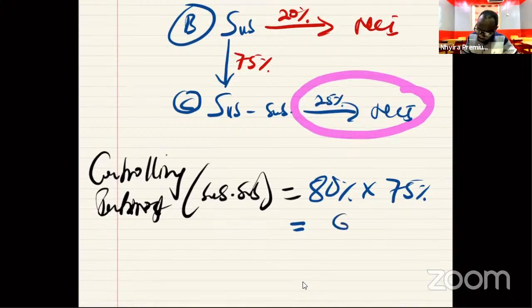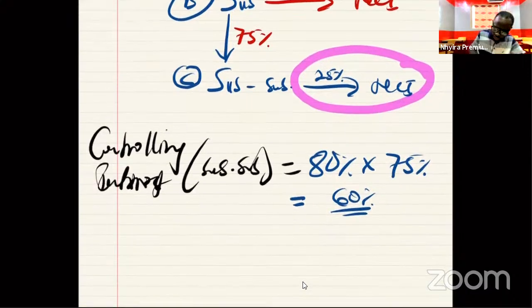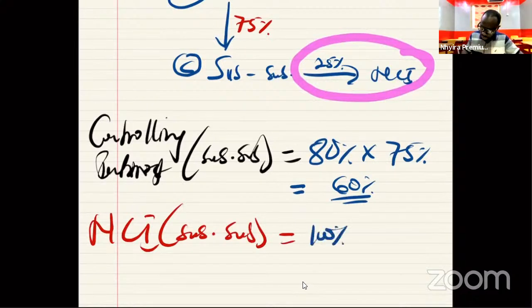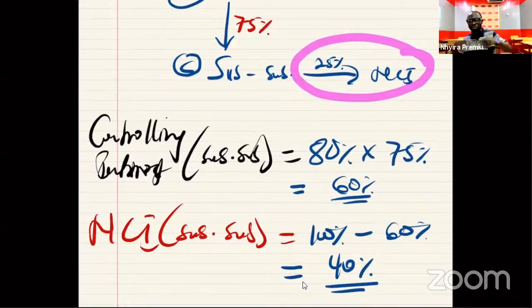I'm getting 60%. Please confirm that for me. So that non-controlling interest in the subsidiary will be equal to 100% minus the controlling interest of 60%. So the non-controlling interest in the subsidiary is 40%. This is how we deal with complex group structure. Any questions for me?